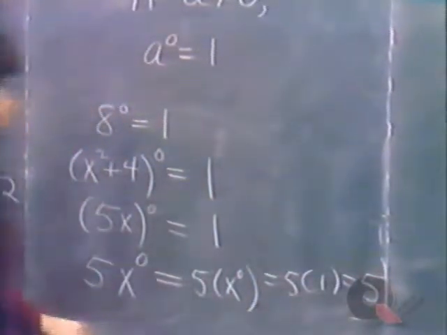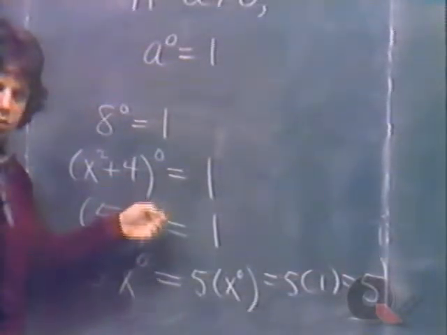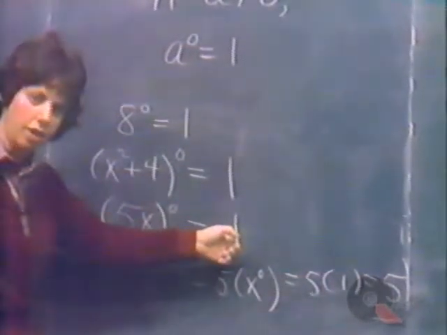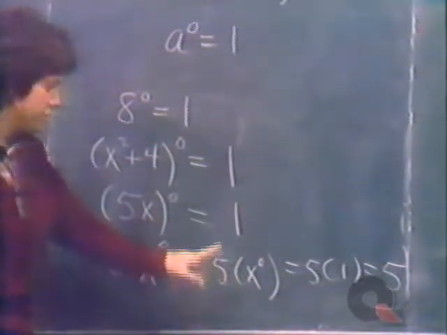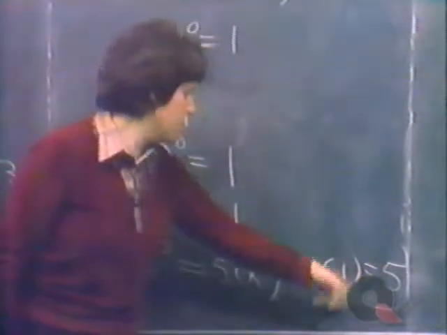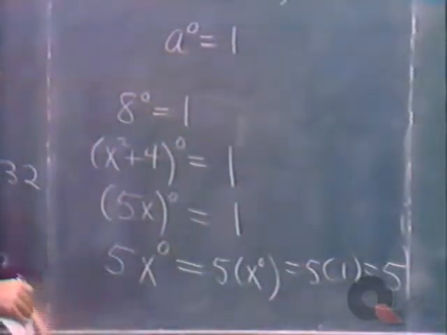Notice the difference. This is this whole thing to the 0 power, and something to the 0 power is 1. This, however, is 5 times x to the 0. So first you do x to the 0, and that gives you 1, and then you multiply by 5. So 5 times 1, and the answer is 5.